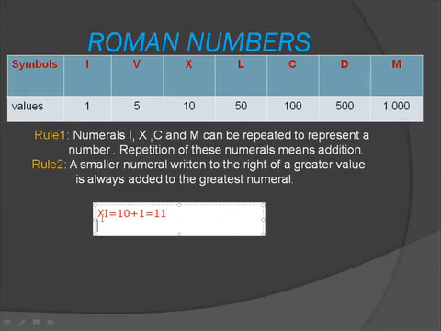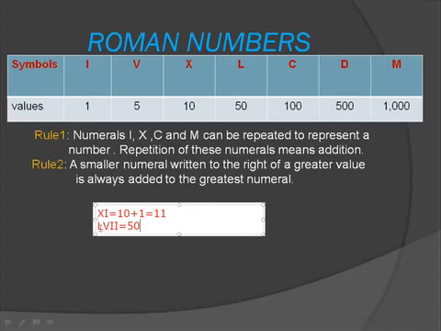Now let us see one more example. Suppose you want to write 57. I will give you 50, and the value 50 is L. You know that L means 50. Here L is a bigger number, and 5 is also a bigger number, and these two are small numbers. So we write them on the right side of the greater number, L. The right side we have written is VII.